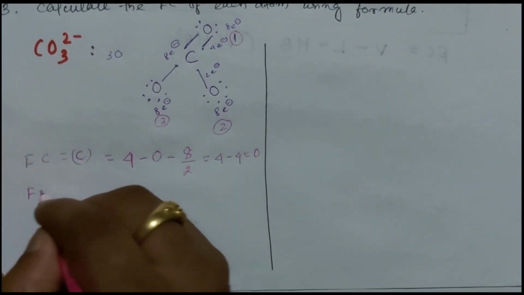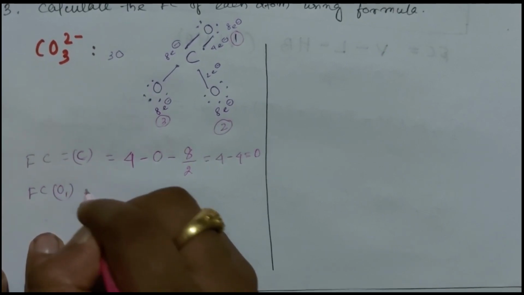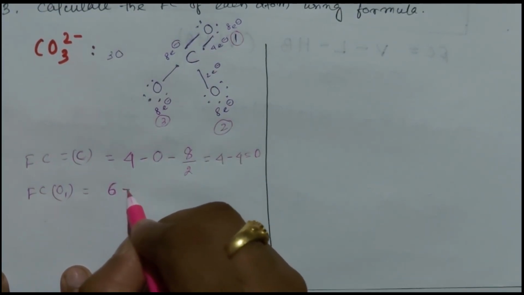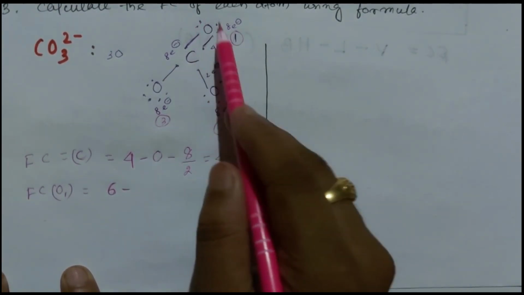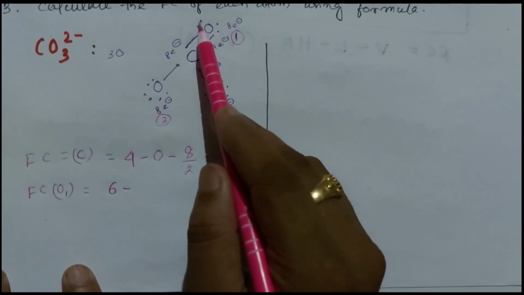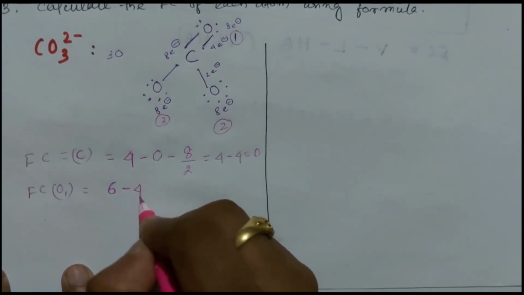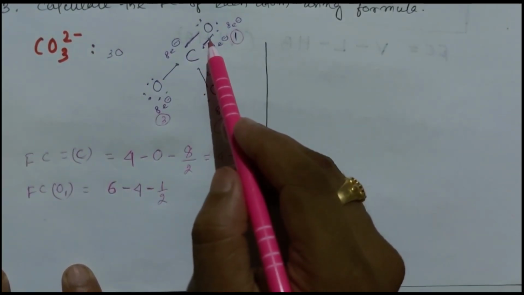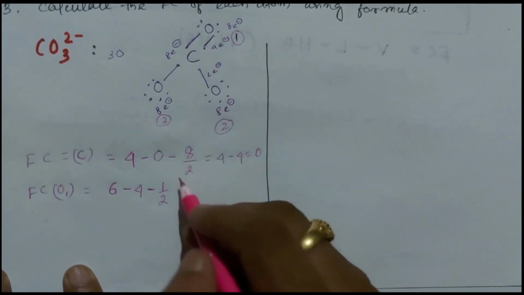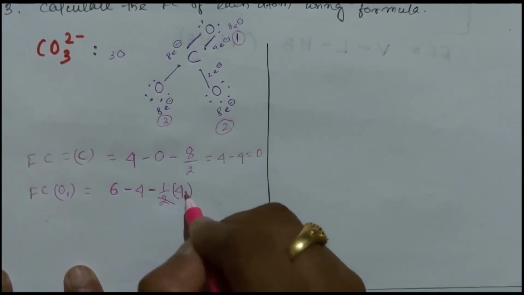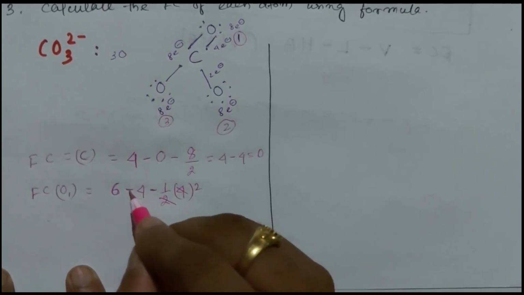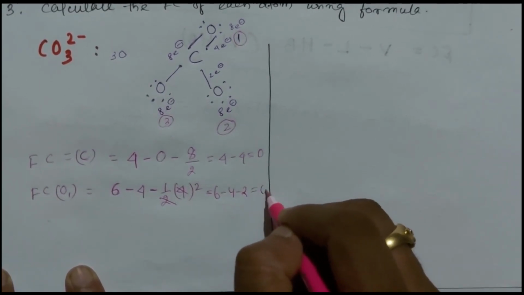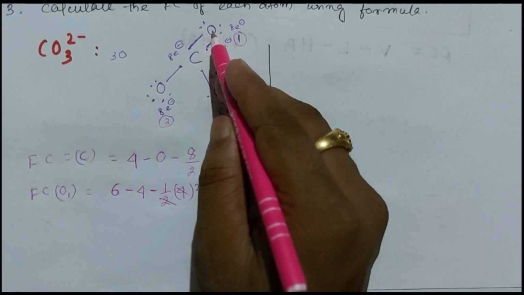Next, the formal charge of oxygen number 1. Here the valence electrons of oxygen are 6, minus the number of lone pair or non-bonded electrons, that is 1, 2, 3, 4. 4 are non-bonded or lone pair electrons, minus half of the bonded electrons. How many are bonded electrons? 1, 2, 3, 4, that is 4, so 4 by 2 is 2. So 6 minus 4 minus 2 is equal to 0. So this oxygen has formal charge 0.